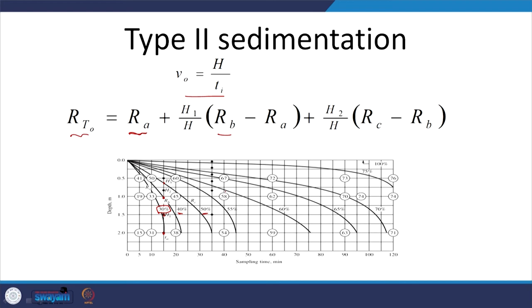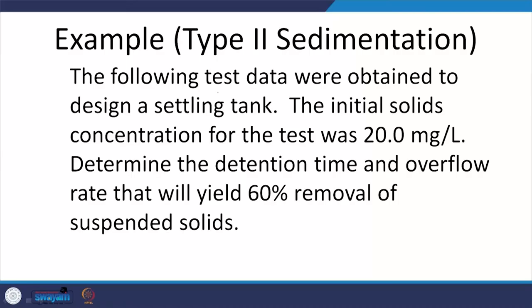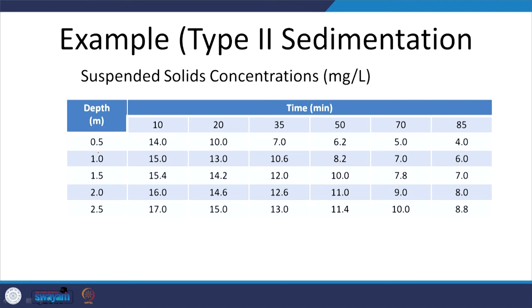Rather than just speaking out loud, let us look at the relevant data and see how to go about it. The following data were obtained to design a settling tank. Initial solids concentration was 20 milligrams per liter, and we want to determine the detention time and the overflow rate such that we will get 60% removal of the suspended solids. So let us look at the data first here. They measured the concentration at 5 depth levels and at different time intervals.